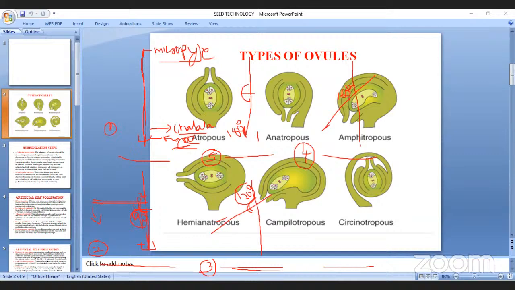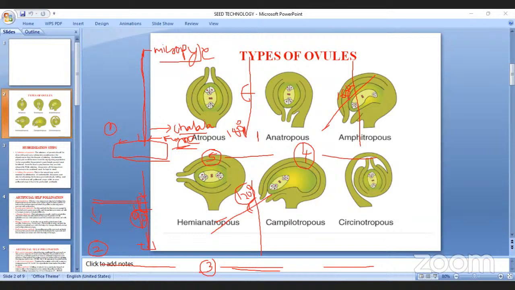Now this is the development. First the primitive one, atropous, the orthotropous ovule, in a straight line. That means funicle, micropyle, chalaza are in a straight line. But later this body turns 90 degrees. And later this 90 degrees increases to the third, campylotropous. Now they reach further, the micropyle moving down towards the funicle. We can observe this in the diagram also.